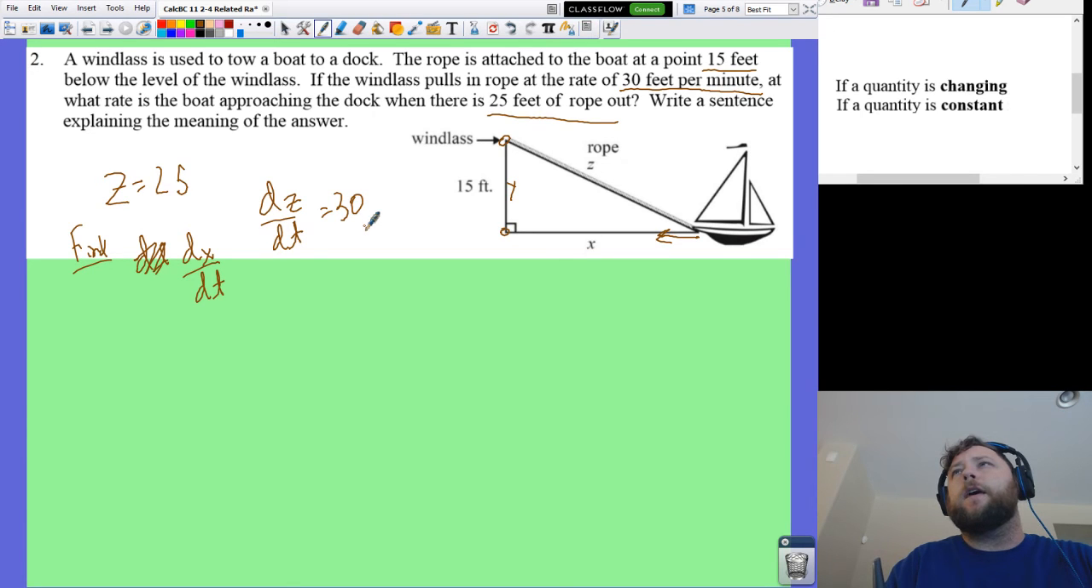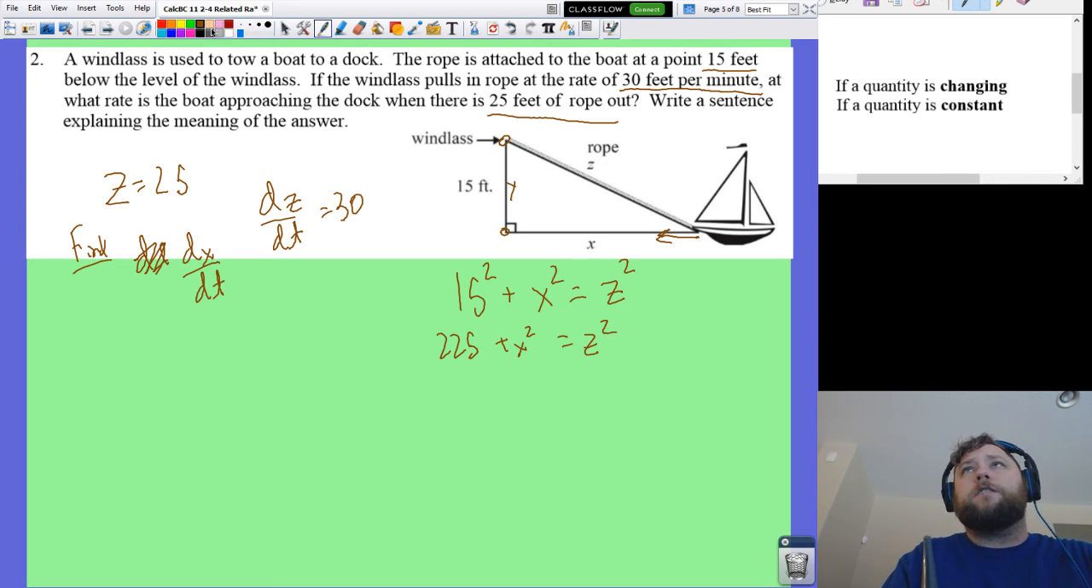I hope that's that, and that's not something else. No, can't be. So we got enough information, and we know that this is 15. So I want to find dx/dt. Well, I have a relationship between these variables. I know 15 squared plus x squared equals z squared. This is the Pythagorean theorem, so this is my equation with two variables. 15 squared is 225, plus x squared equals z squared.